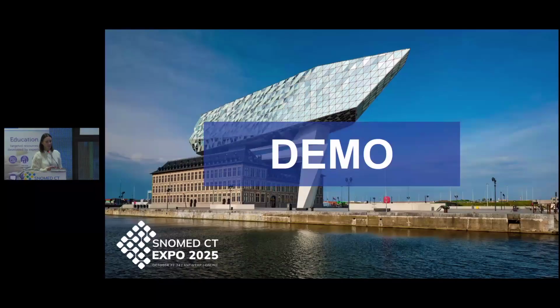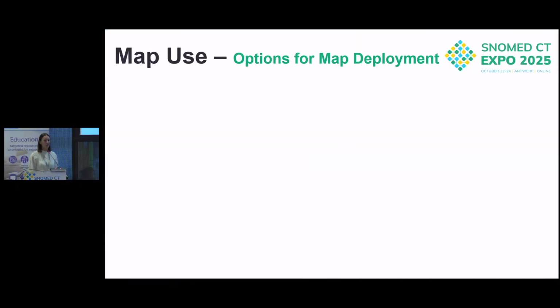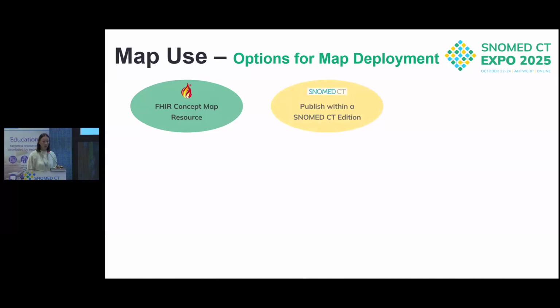I won't be long for this next bit. So this next bit we're going on to is just how, once you've created your map, do you deploy that map? So you need to think about that. There are different ways that your maps can be deployed and integrated. So you can use a FHIR concept map, or it can be published within a SNOMED CT edition, or it can just use a traditional database table to be able to use your map that you've just created in, say, Snap2SNOMED.